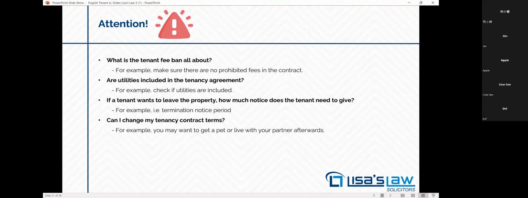So what is the tenant fee ban all about? This is just to make sure that no prohibited fee shall be in the contract. If you've seen such clauses in the contract, you should point it out and ask for it to be removed.